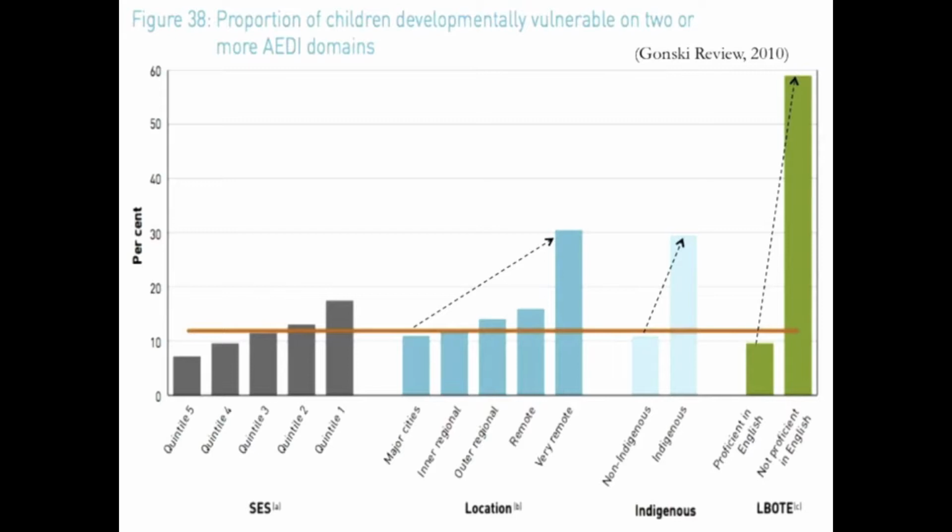So, a couple of background slides here. This was from the Gonski review in 2010, and it shows some of the areas of disadvantaged students in very remote areas. You can see that they're vulnerable in multiple learning domains compared to the major cities. That could be related to resources and equipment being available, so that's something to consider. You've also got the Indigenous side of things, which is also a vulnerable group.